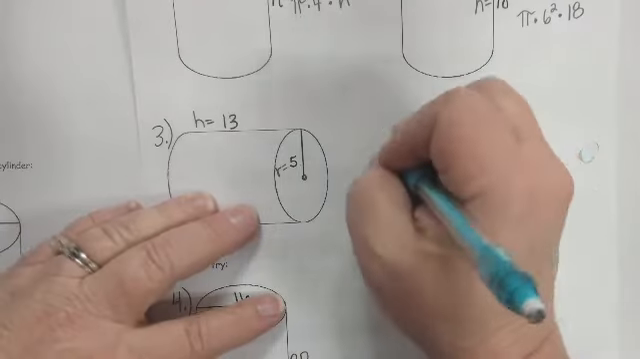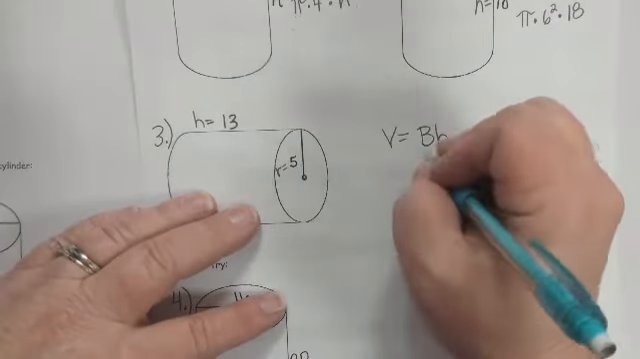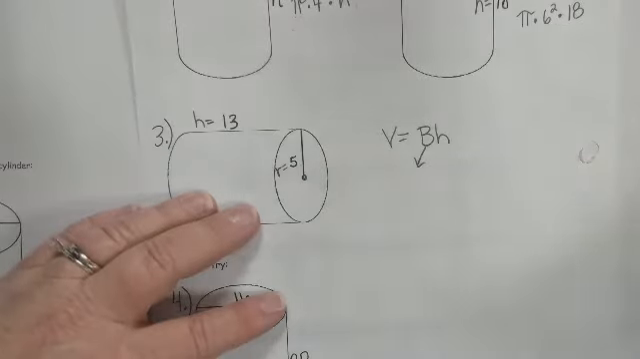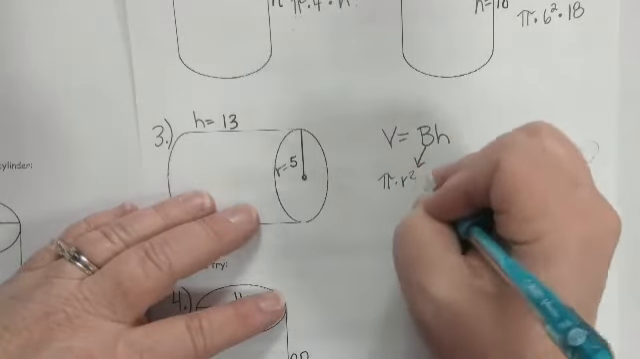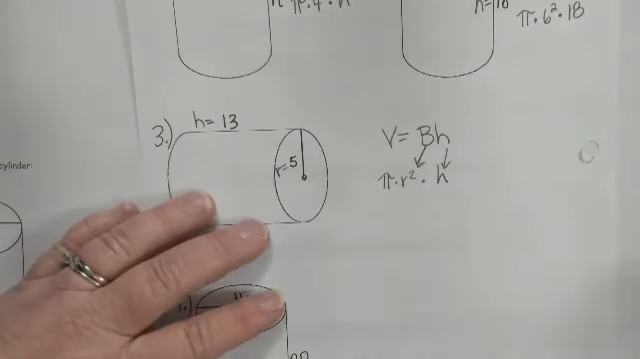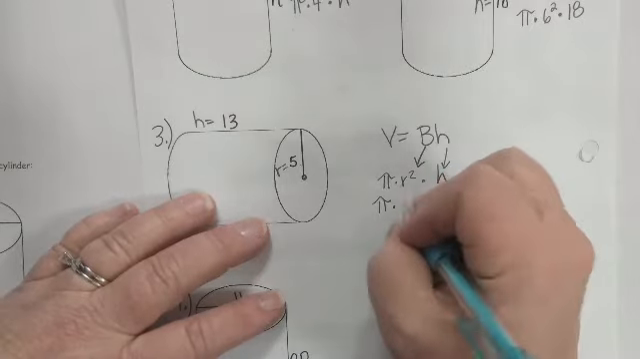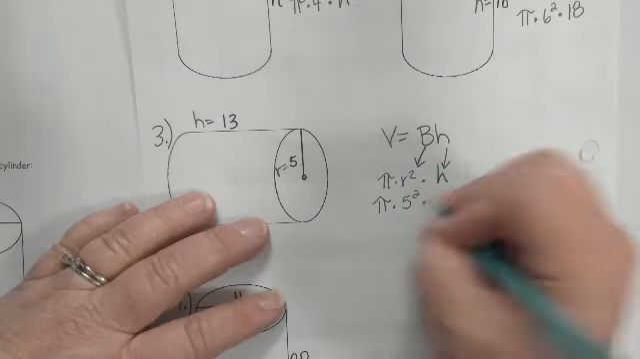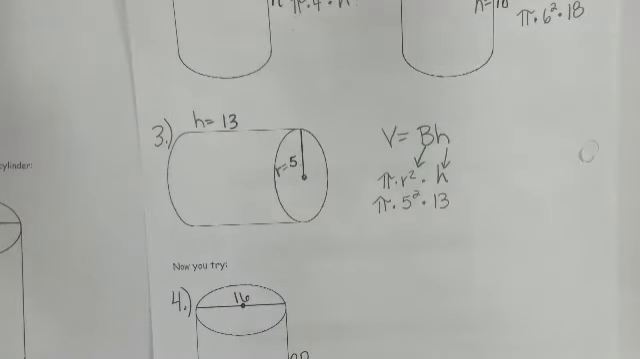Okay? V equals big BH. You have your big B. You're going to do pi times r squared times your height of your cylinder. So I've got pi times, what's my r? 5 squared times, what's my height? 13. It's that simple. We're not solving it today. Tomorrow we will, or Monday, we will put it in the calculator.